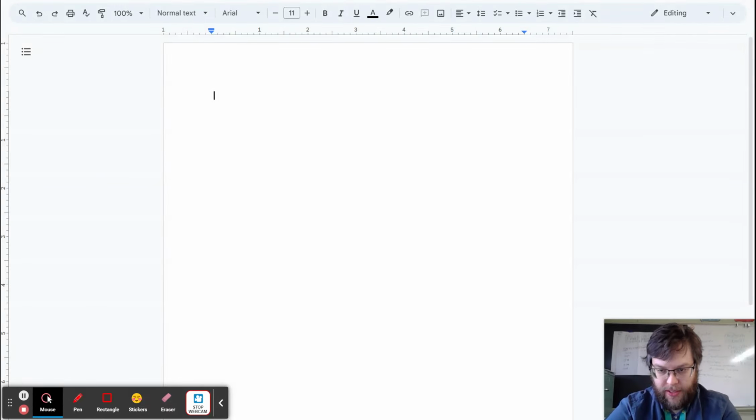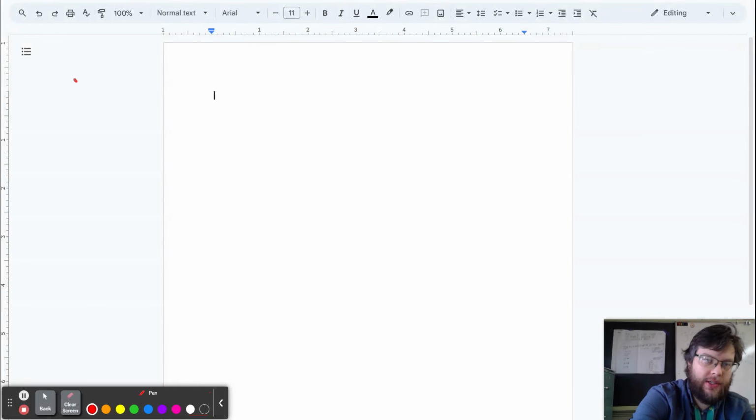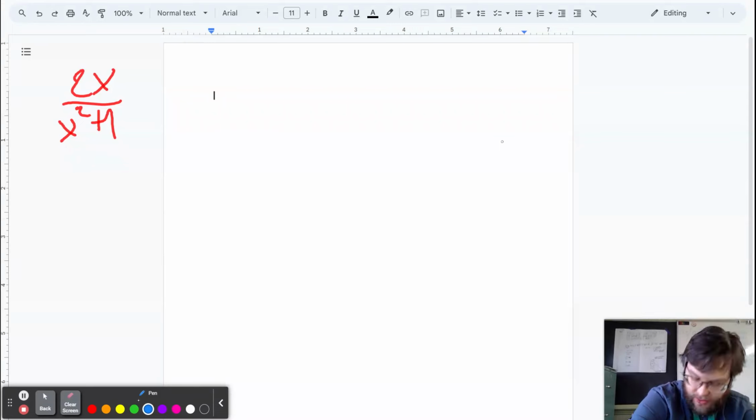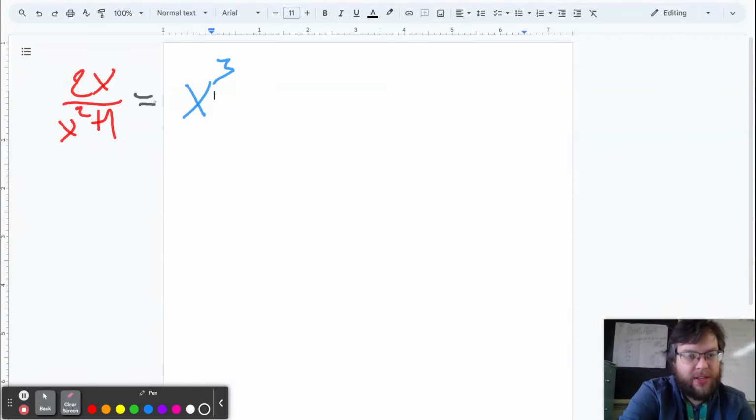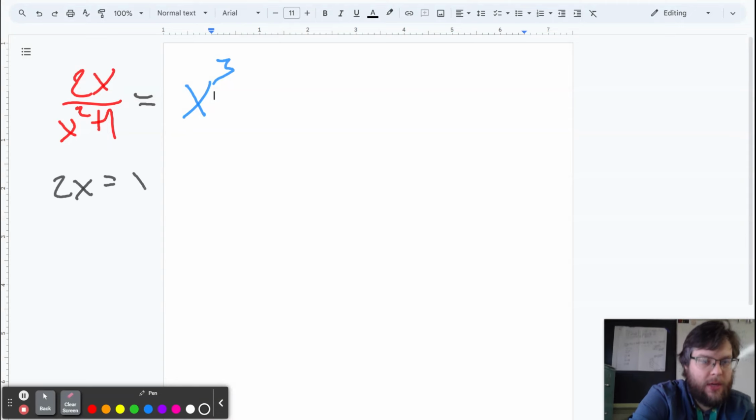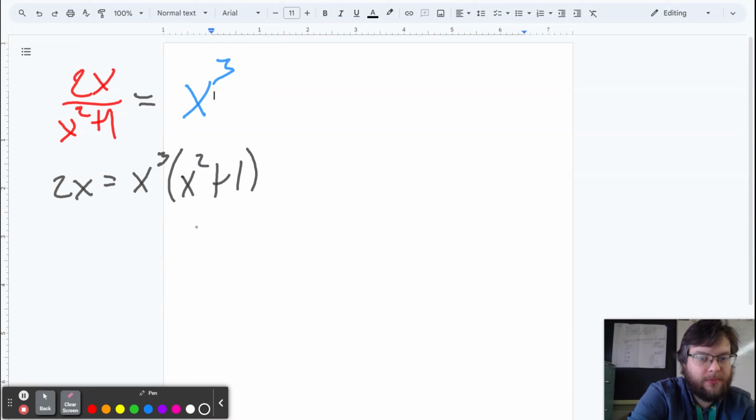All right, I had another question about area between two curves. These functions look like this: 2x over x squared plus 1, and the other function is x cubed. And so I'm going to set them equal to each other to get started here. If I tried to solve this just by multiplying both sides by x squared plus 1, I'd have 2x equals x cubed times x squared plus 1. This might be hard to solve by hand.